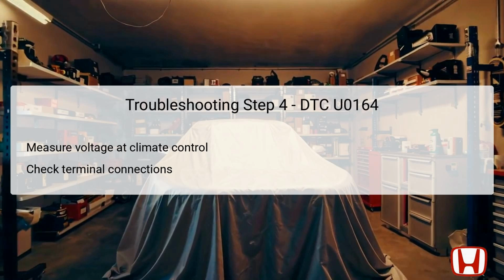Step 4 requires the technician to measure the voltage between body ground and climate control unit connector A, specifically at terminal number 9 within the climate control unit. This measurement is essential as it helps verify whether the required battery voltage is reaching the climate control unit itself. The use of a multimeter is necessary in this situation to ensure accurate readings.